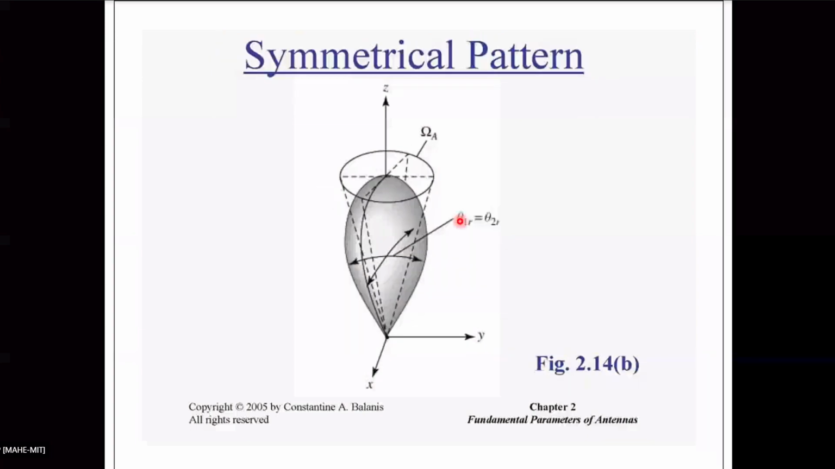Now, this type of pattern is called rotationally symmetric because if you vary phi from 0 to 2 pi, the shape of the pattern will not change. Can you make out that? It is called rotationally symmetric.